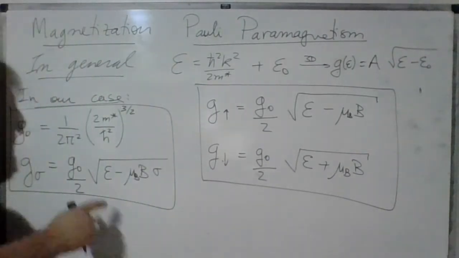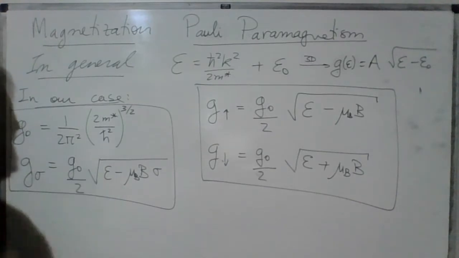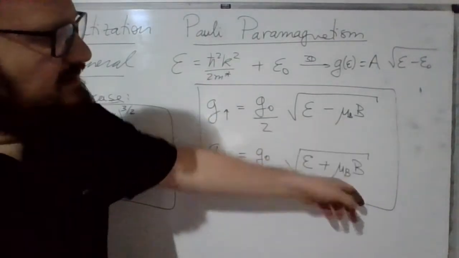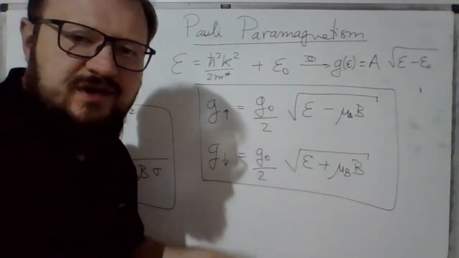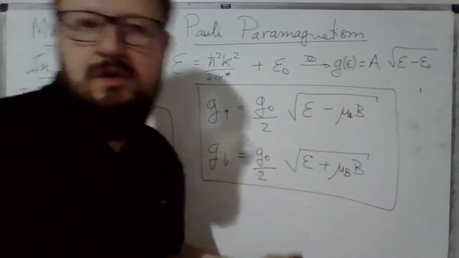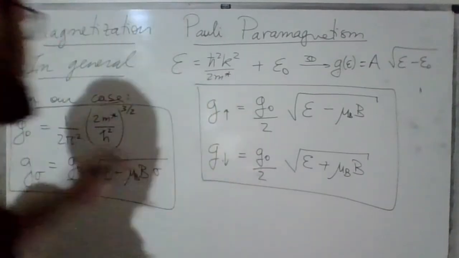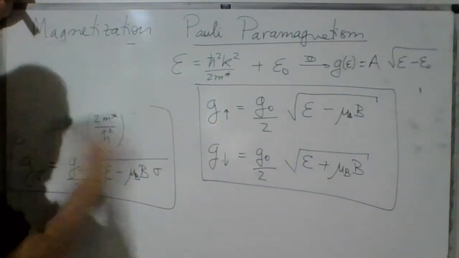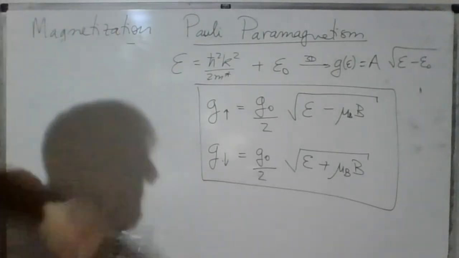These are the densities of states separated by spin. It is explicitly written in terms of this equation. Notice that if you don't have a magnetic field, the two equations coincide, and the summation of G up and G down produces G0 square root of E, which we already used previously. Okay, this is it for now. So far so good. We could plot the densities of states against the energy.